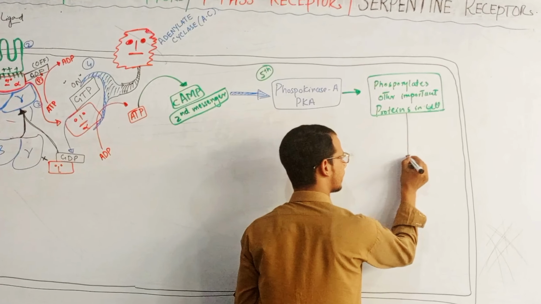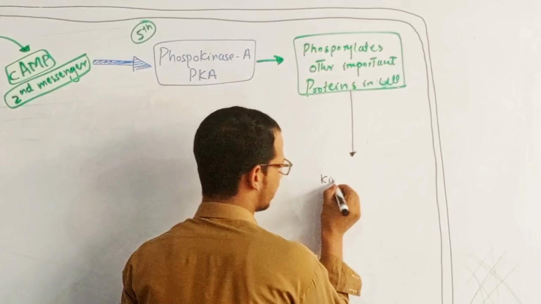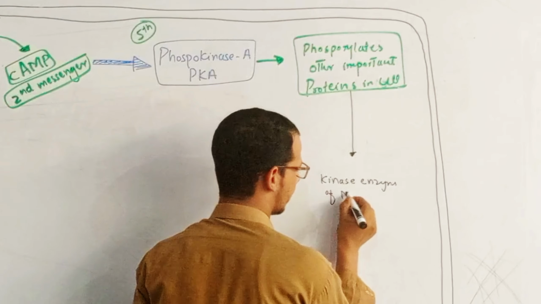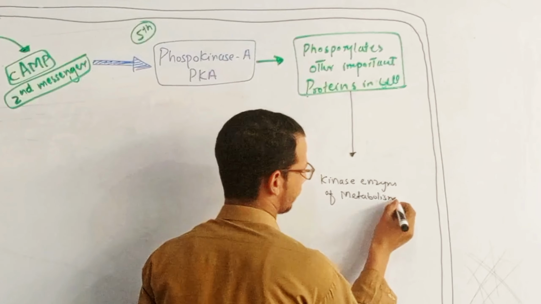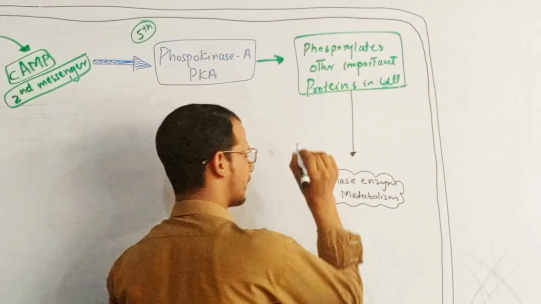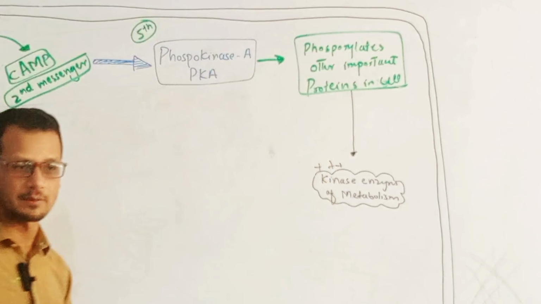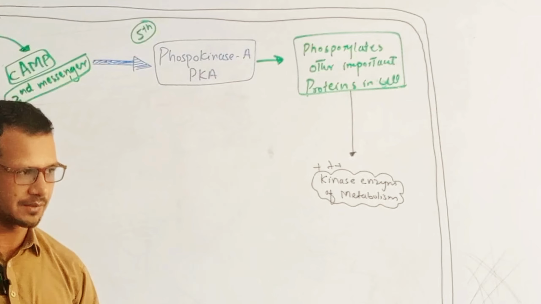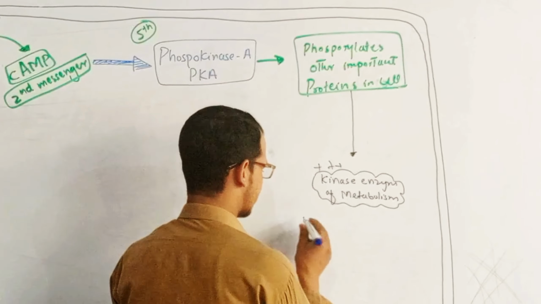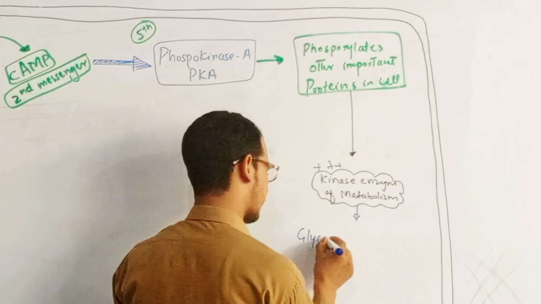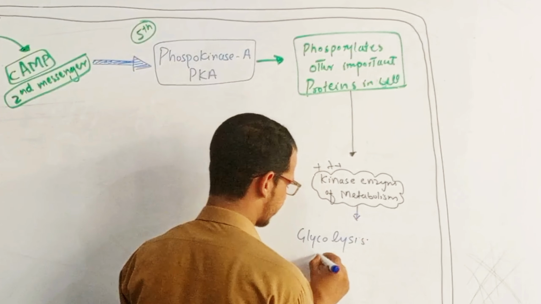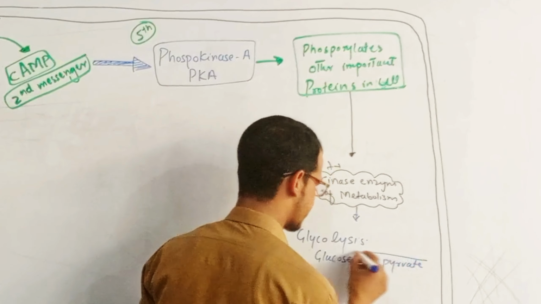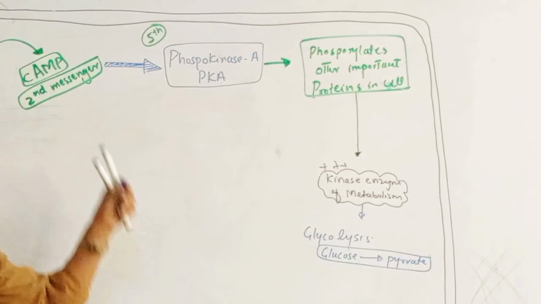First function, it will activate the kinase enzymes of metabolism, like fructokinase, glucokinase, other kinase enzymes, hexokinases, and will start glycolysis. What is glycolysis? The splitting of glucose into pyruvate. This is the first change that occurs in the cell due to the ligand.